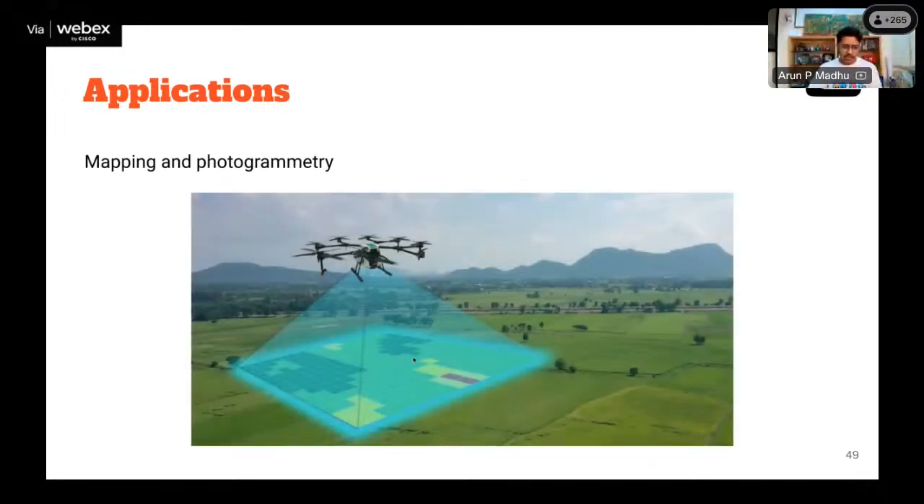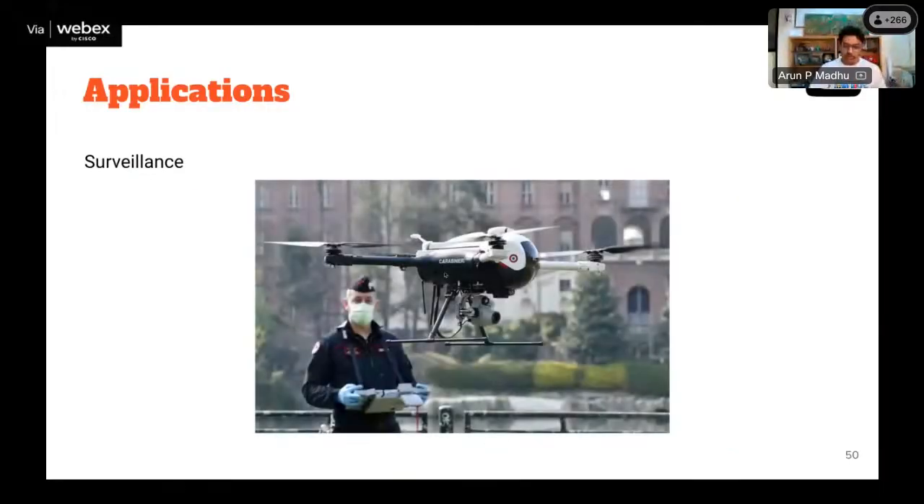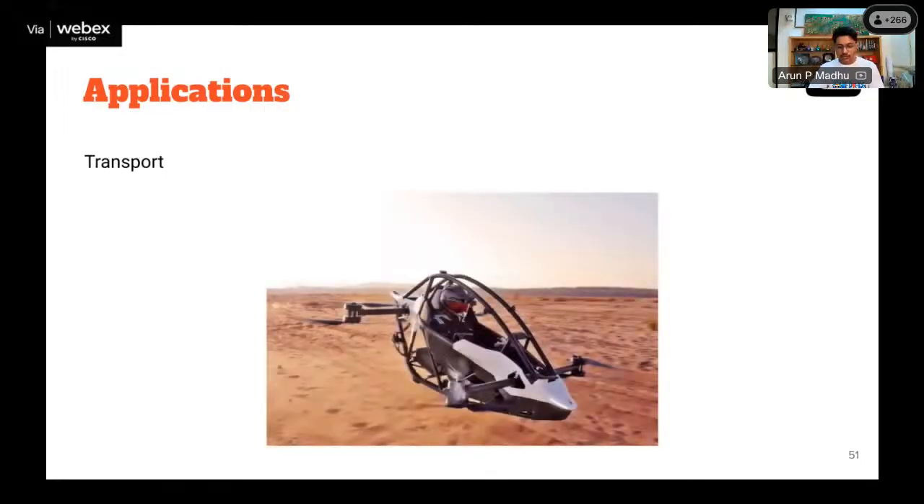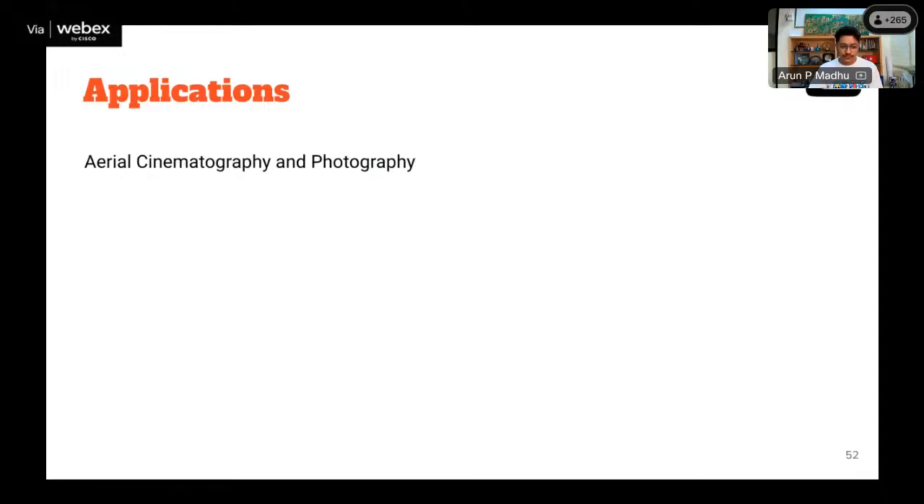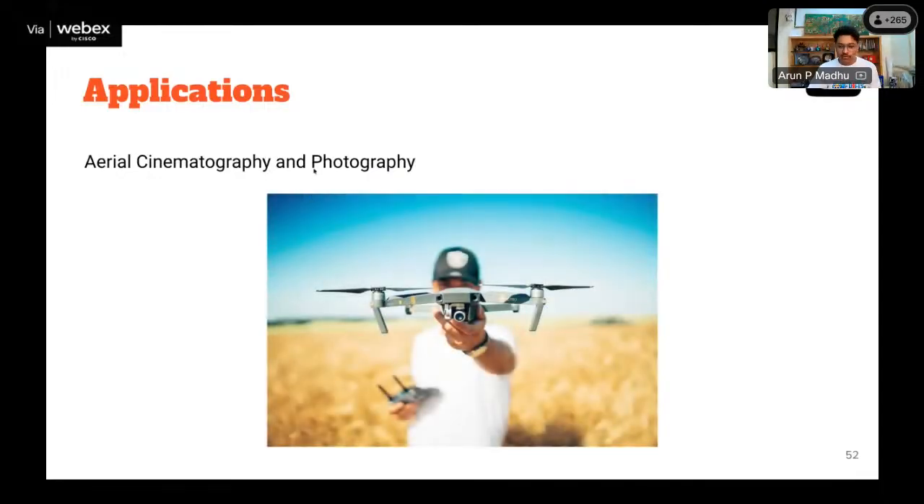Now one of the next applications is mapping and photogrammetry. So you can fly drones over the land to map the layout of the land and create a map of the land and stuff like that. Then we use drones for surveillance also. So police or authorities might use drones for surveillance and stuff like that. Then we can use drones for transport also. This is something like future stuff, but some countries have developed drones in which persons can fly also. Then lastly, aerial cinematography and photography. This is one of the most common things you might have seen, which DJI drones are famous for.